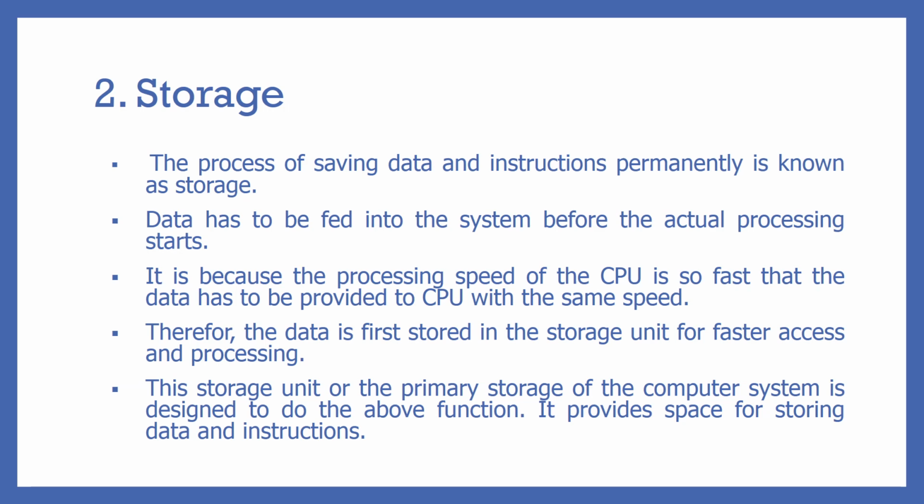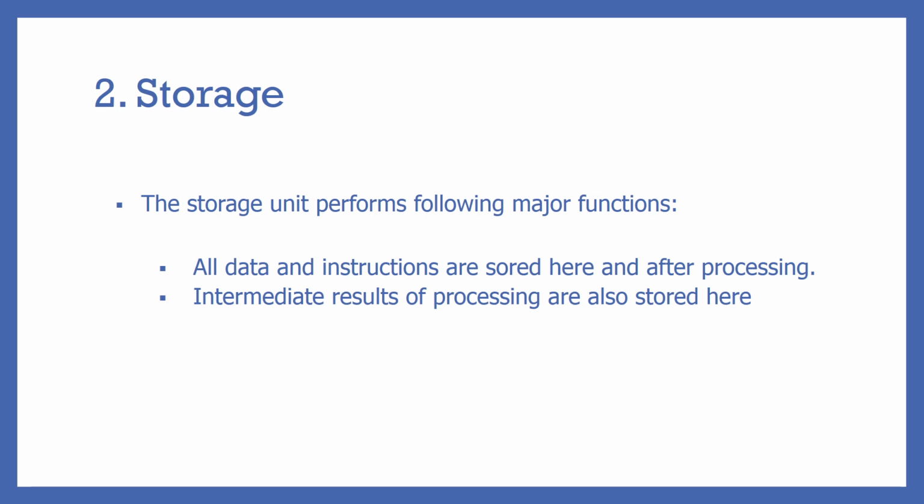It provides space for storing data and instructions. For example, you have to store your data in a primary location. It can be a hard disk, it can be a RAM, or it can be a cache where it is stored temporarily. The CPU fetches the data for processing, processes it within seconds and gives you the output. The storage unit performs the following major functions.